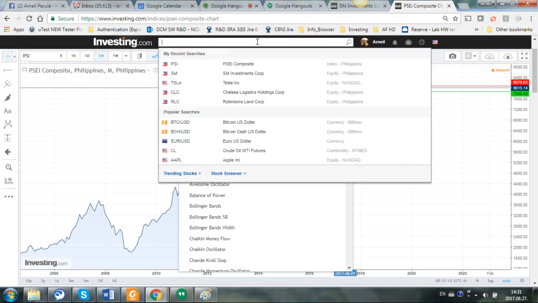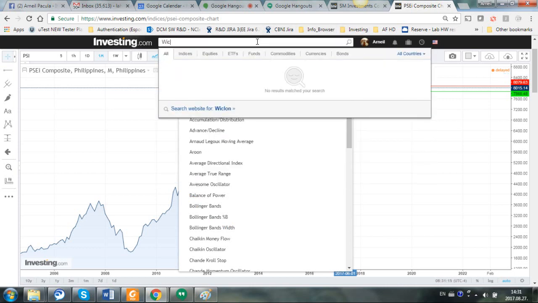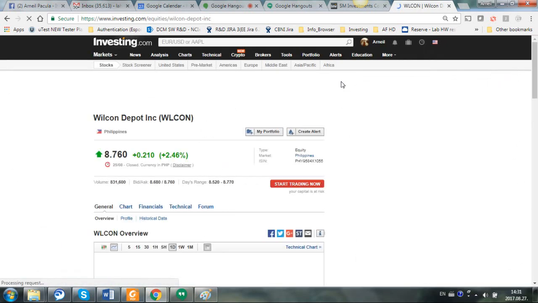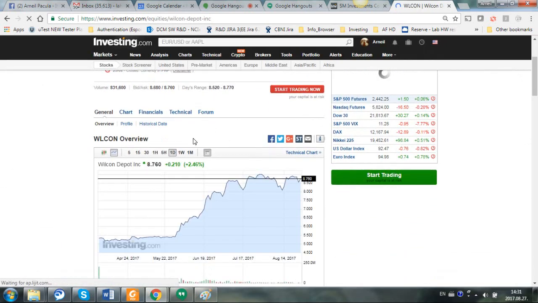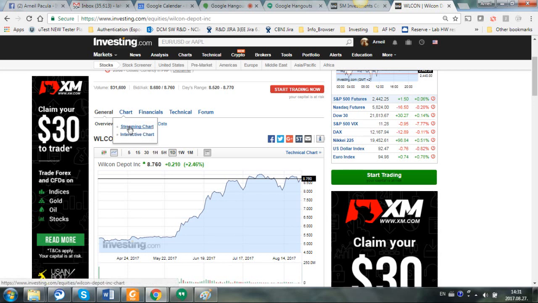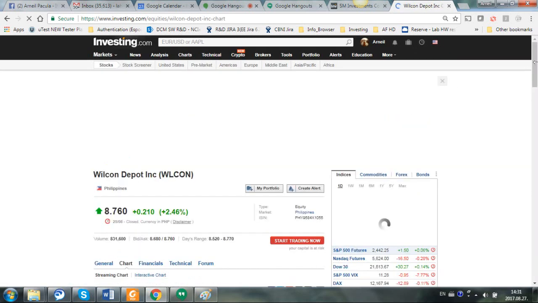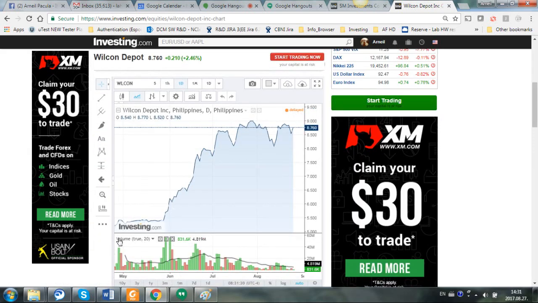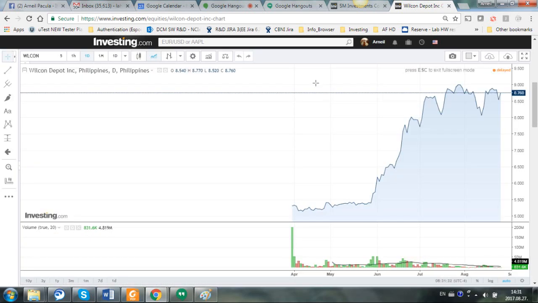Alright, so tingnan natin yung Wilcon Depot. So, bago lang ito pumasok si Wilcon sa Philippine stock market few months ago. So, nag-start at May 2017. Tingnan mo. Dito nag-umpisa yung price. Flat. Then, agad-agad umakyat ng 3 pesos per share. 4 pesos maximum.